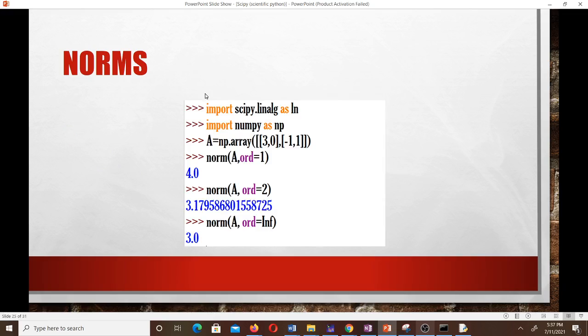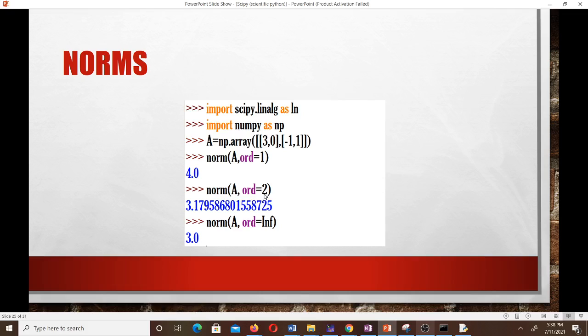So we first have to import scipy.linalg as ln. Then we import numpy as np so that we can define our matrix A. To get the one norm, norm takes two arguments: a variable containing our matrix, and the ord here means the type of norm you want to find. Here we are saying 1, so that means you find the one norm for us and it gives us the answer 4.